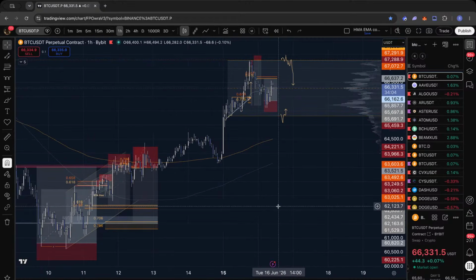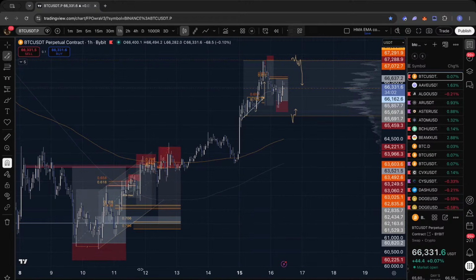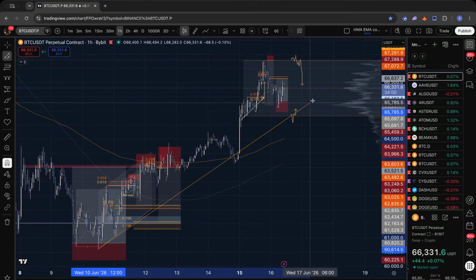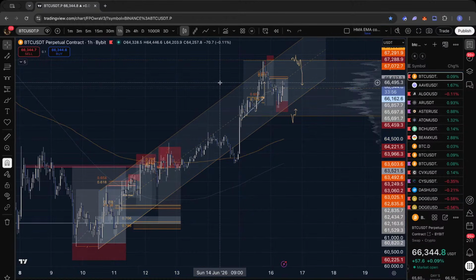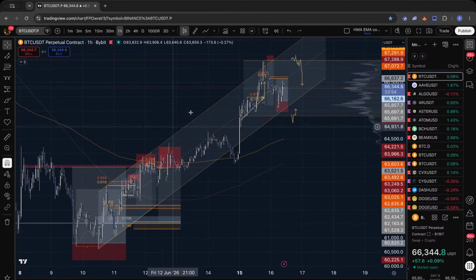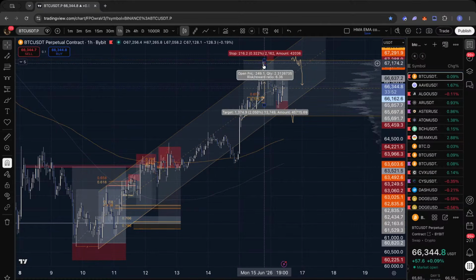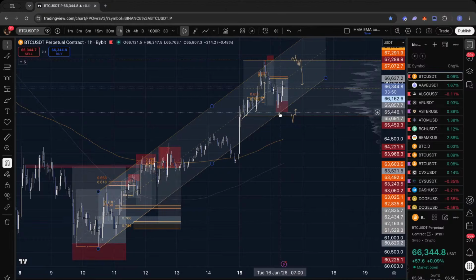For example, on Bitcoin, we do have a clear ascending channel here, and you can see the market is holding it pretty nicely. Exactly here, nice rejection of the range highs. Again, the market might tap the range lows again and bounce again.